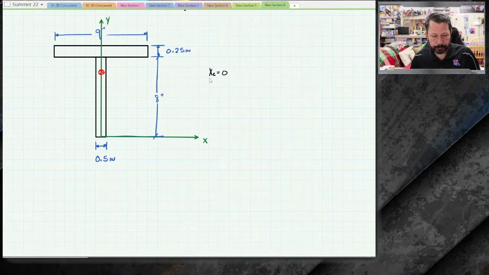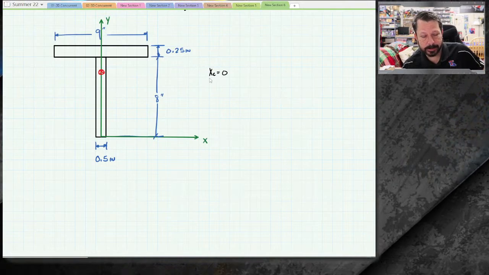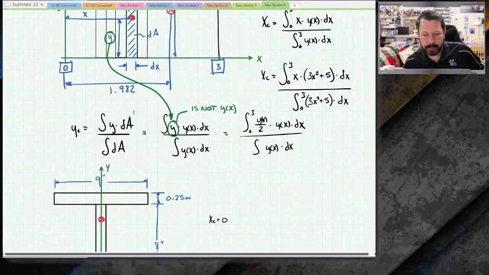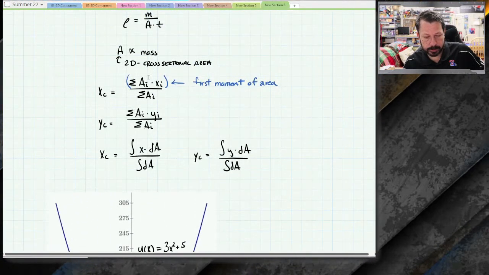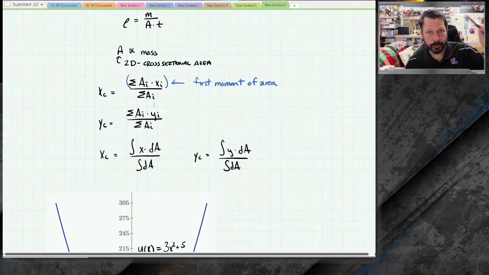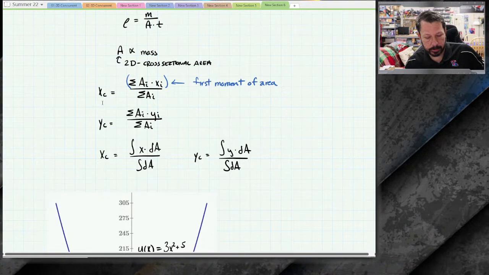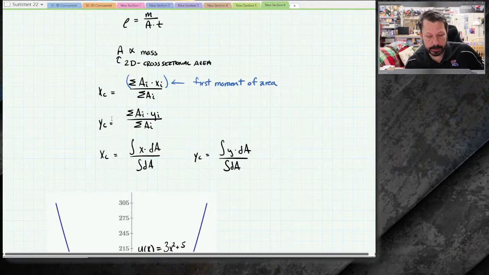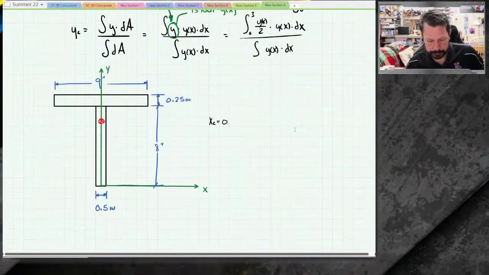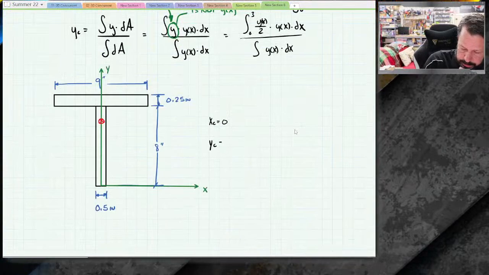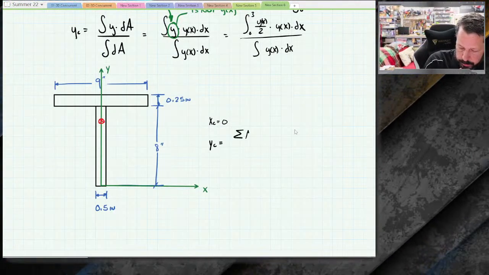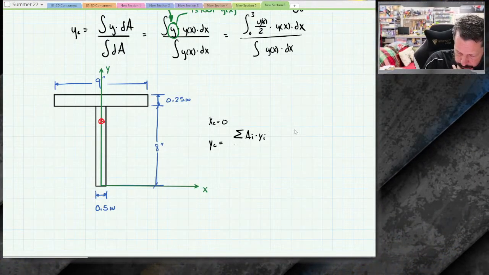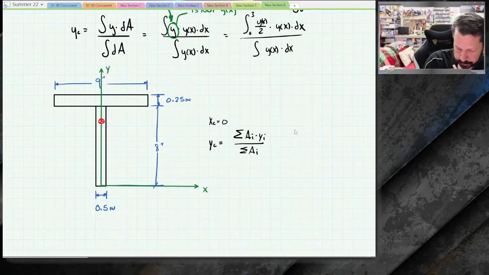Y sub c, when I have these discrete pieces like this, the ones that match up in my chart, the integral stuff doesn't make as much sense at that point, but these summation equations kind of make sense when I've got discrete blocks. So if I want to know y sub c, I can take this y sub c discrete equation and use it. So let's do that. So y sub c equals the summation of ai times yi over summation of ai, right?